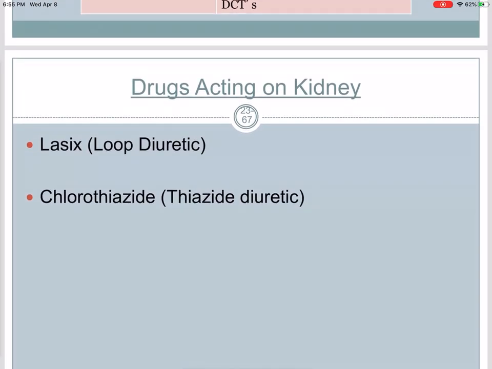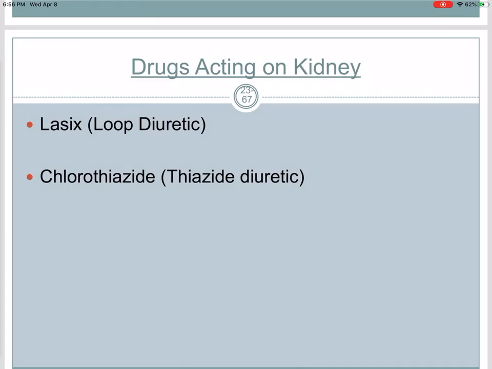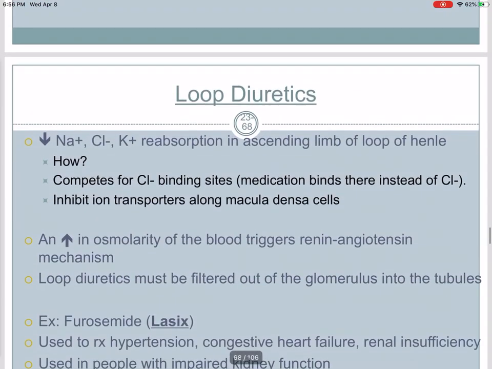All right. I've got a couple slides here on drugs acting on the kidney. You do not have to know any of this for the exam. I added this because people ask me so many questions about it. And a lot of medications, particularly medications that affect fluid volume and blood volume, act on the kidney.